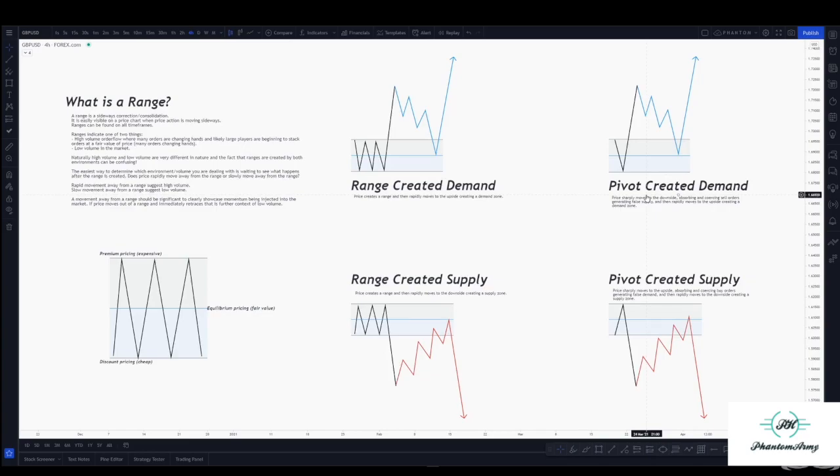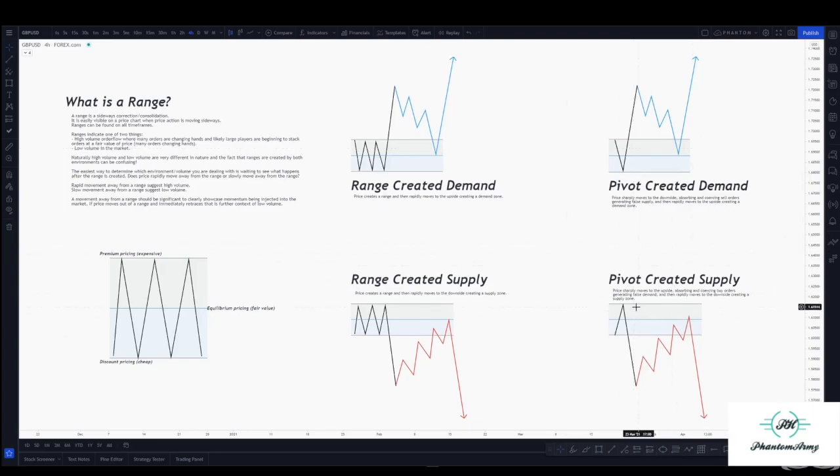Generally speaking, what you'll see is a sharp move to the downside followed by a rapid expansion to the upside. That would create a pivot demand. Again, we're not anticipating catching the initial move to the upside. We're waiting for price to return back into that demand zone to look for our entries. We'll touch on all of that later. Just conceptually, this is how supply and demand zones are created.